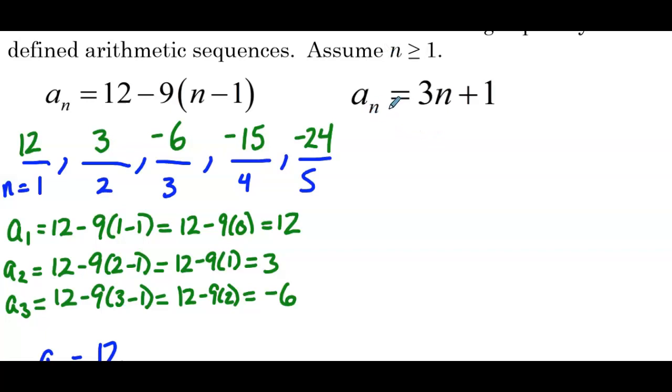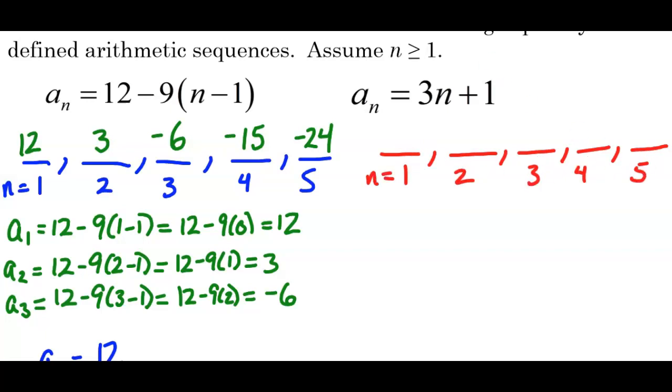So next we have a sub n equals 3n plus 1. All they've done here is they've simplified that point-slope form, so it looks more like slope-intercept form. So we're actually seeing it done in 2 different ways. So again, we can list out the first 5 terms of the sequence. So n equals 1, 2, 3, 4, 5.